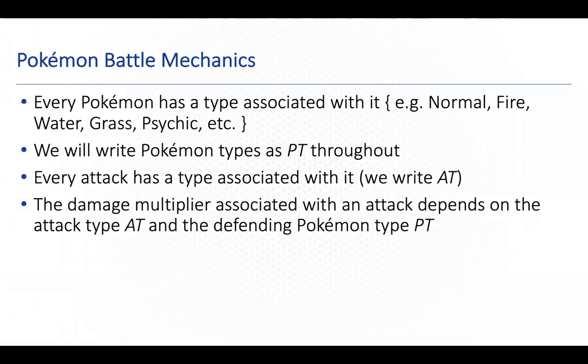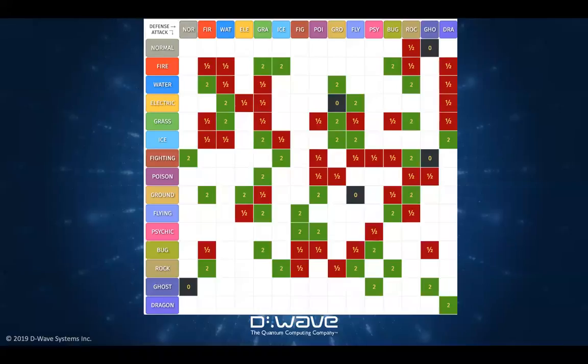And every attack, as I mentioned, as you're playing the game, you attack the other person or team's Pokemon. The attack type is going to be written AT, and there's a damage multiplier associated with each attack, and that depends on the attack type and the defending Pokemon type. Here's an example of the table. This is a small part of the table from Generation 1.